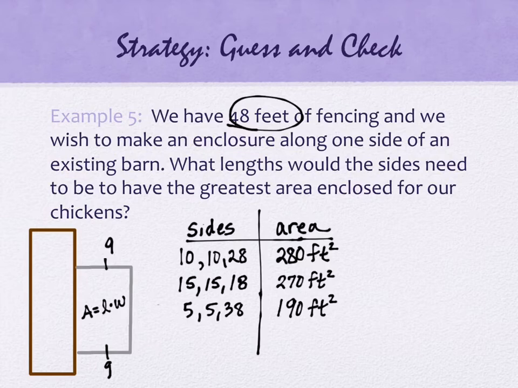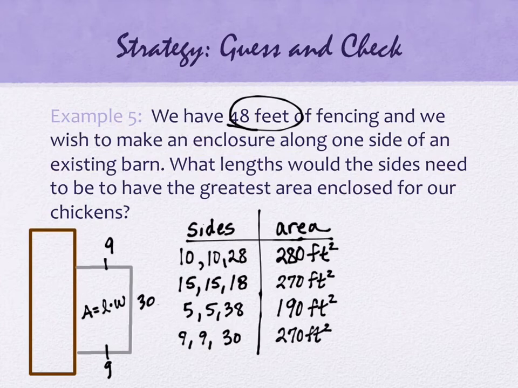So 9 on top, 9 on bottom makes 18, leaving me with what? 30, I think. Yeah, 30. Okay, so 9, 9, and 30. So what's 9 times 30? 270.